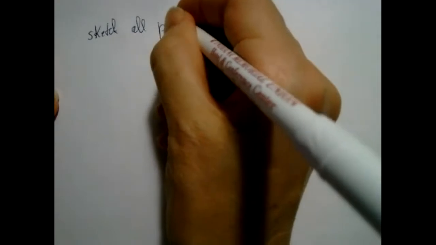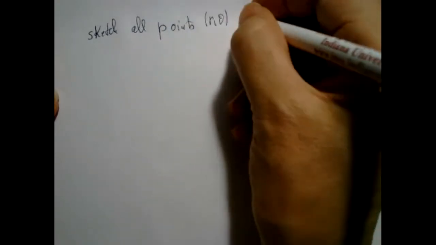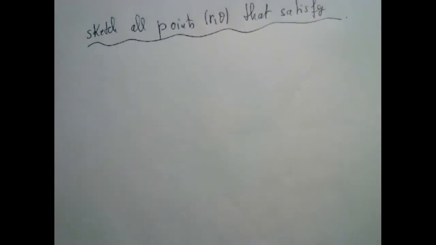So today we're going to work with graphing. I'm going to pick up what I left yesterday in terms of graphing and then move forward a little bit. So the first question is what we did yesterday. Sketch all points r, theta that satisfy the following. This is something we started yesterday.